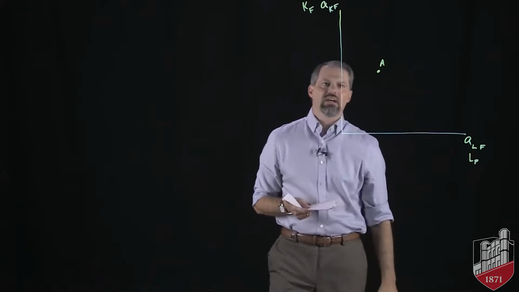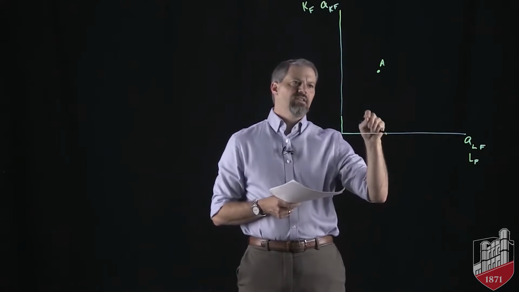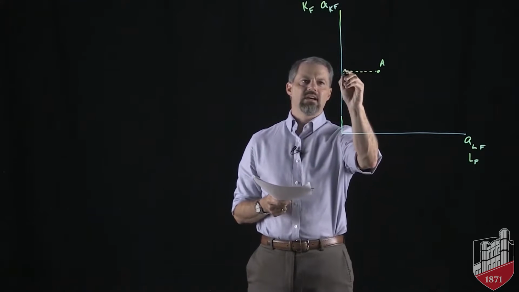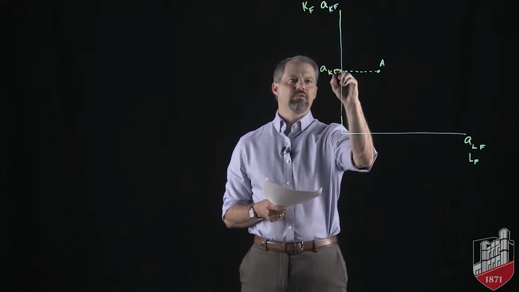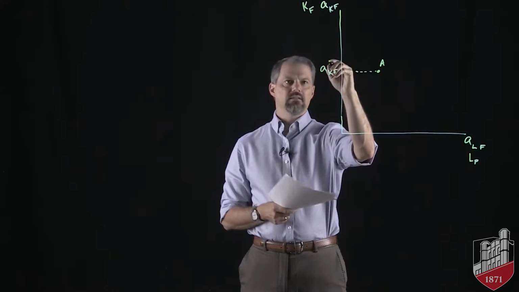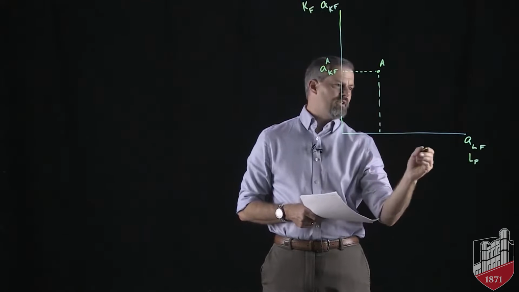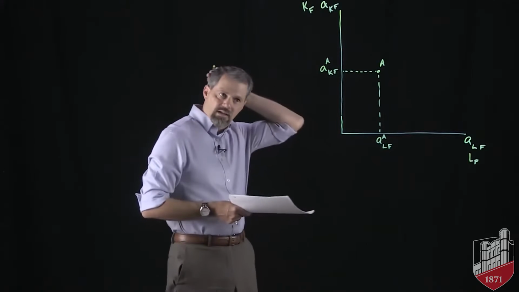And this is going to be a combination. Point A is going to represent a combination of labor and capital that can be used to produce one unit of food. So if we look at the coordinates of point A, we're going to call this the amount of capital used in food production, and give it a superscript A. And then this horizontal coordinate is going to be the amount of labor used in food production that corresponds to point A. So point A can be used to produce 1 unit of food.